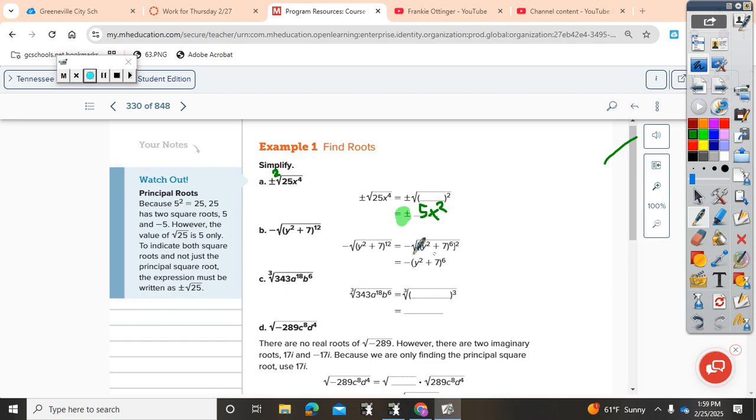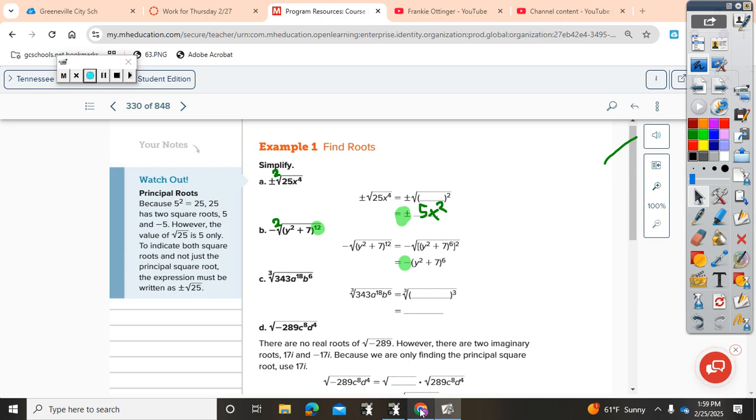If you look at problem B, what sign was out front? They just kept it, and since this was an entire expression, they divided that power by the index, and so 12 divided by 2 is 6, so this is y squared plus 7 to the 6th. We'll keep working through this.